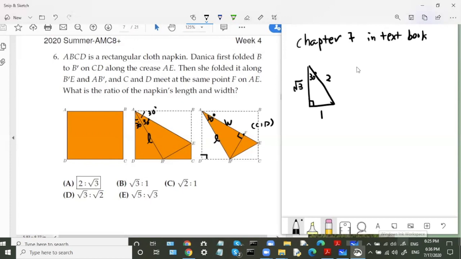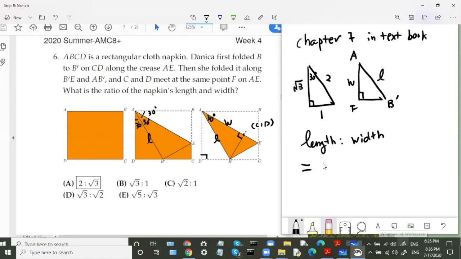So let's just draw the triangle A, F, and B prime. AF is W and AB prime is L. So length to width, the ratio equals AB prime to AF, which is 2 to square root of 3. And the answer is A.